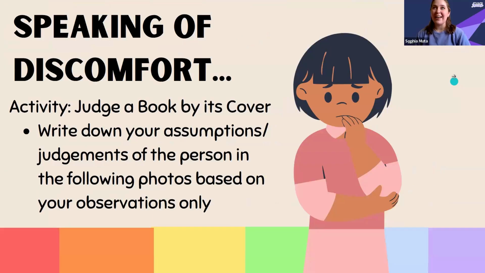So we're going to start by doing an activity together. If you have something nearby to write down on, that'd be great. I'll be having you do a lot of reflection throughout this presentation. Otherwise, I would love for you to use the chat. Our activity today is going to be called Judge a Book by Its Cover. So you are going to write down your assumptions and judgments of the person in the following photos based solely on your observations, right? So we are actually going to be making assumptions and judgments of this person. Feel free to share it in the chat.